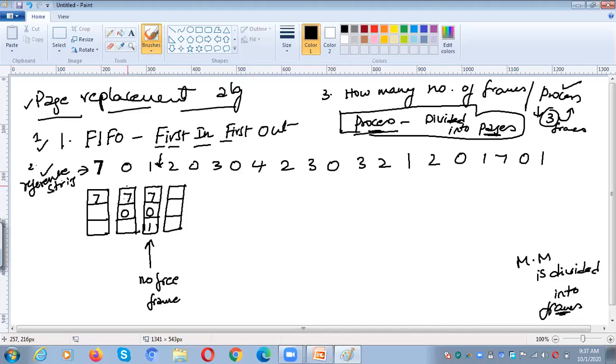Next, after that 0 came. After that, the first page came into the main memory. So we need to replace 7 with 2. Okay, and then the next page is 0. 0 is already available in the main memory frame, so we need not replace anything. After that, what we require? We need the third page, page number 3. Page number 3 is not available in the main memory, so automatically a page fault. So all these are the page faults, right?